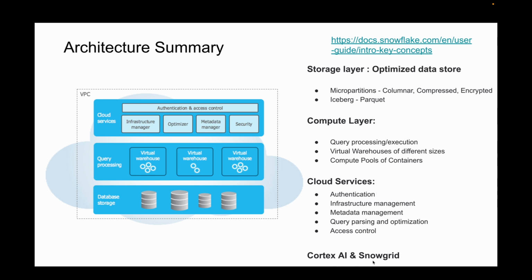We also talked about Cortex AI and SnowGrid layer. Cortex AI providing generative AI services through LLMs and other models, and then SnowGrid providing connectivity across various public cloud regions across the globe.